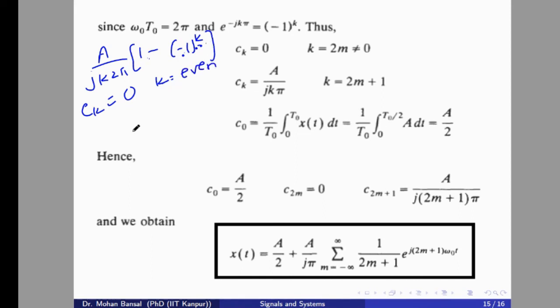If you substitute k equal to odd value, you will get A divided by jkπ for k odd. Because here, if you substitute k odd, it will become 2, and 2 will cancel out, and you will get A divided by jkπ. So here c_k is 0 for k equal to 2m not equal to 0, and c_k is A divided by jkπ for k equal to 2m plus 1. For k equal to 0, we will take the integral separately. That is 1 divided by T0, integration of 0 to T0 x(t) dt.